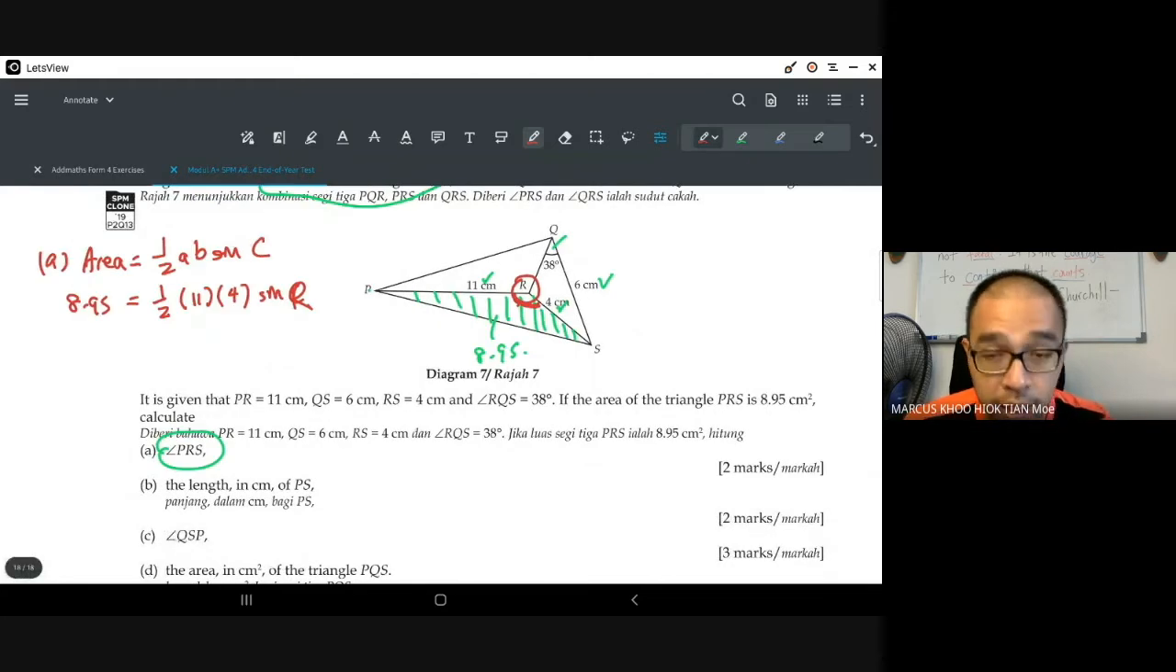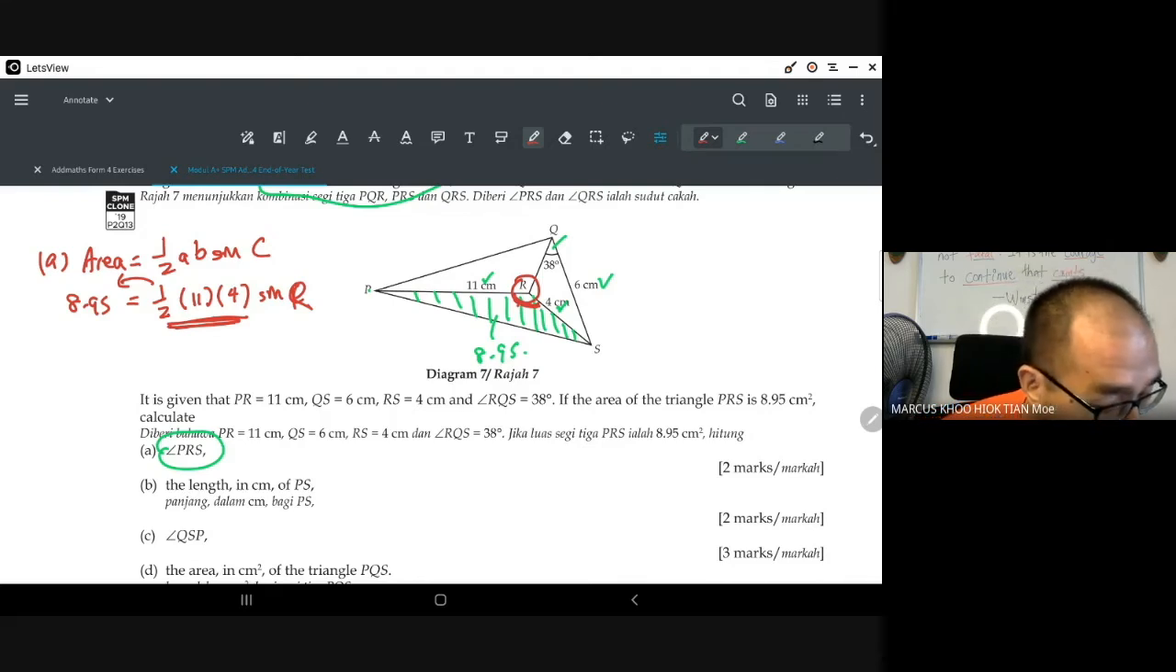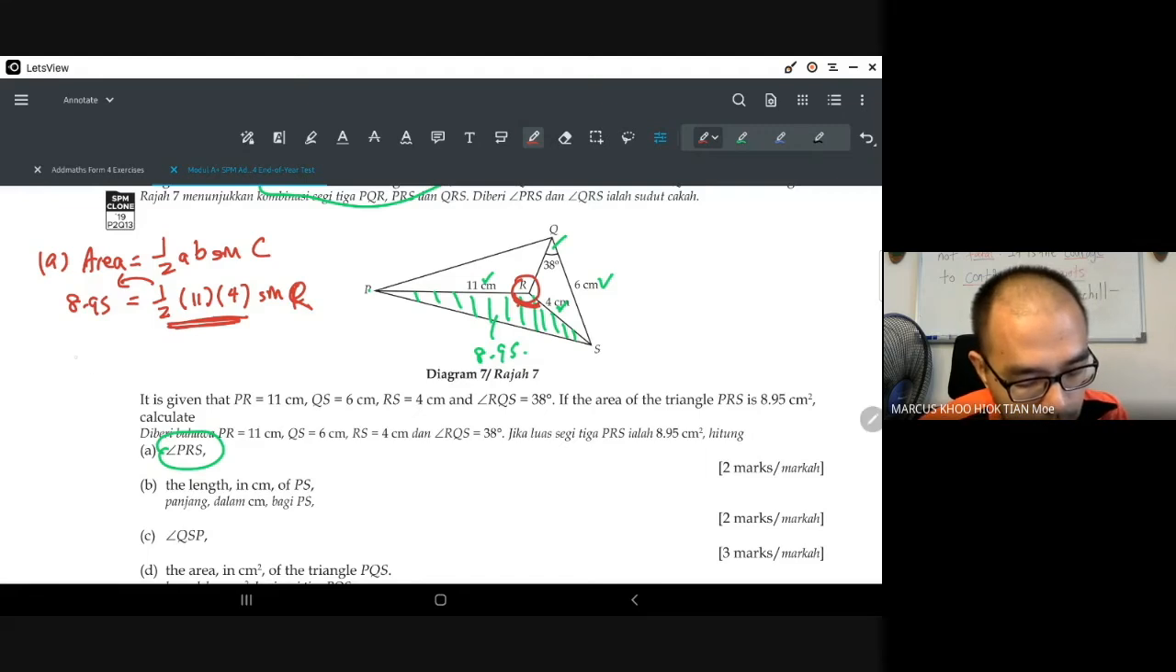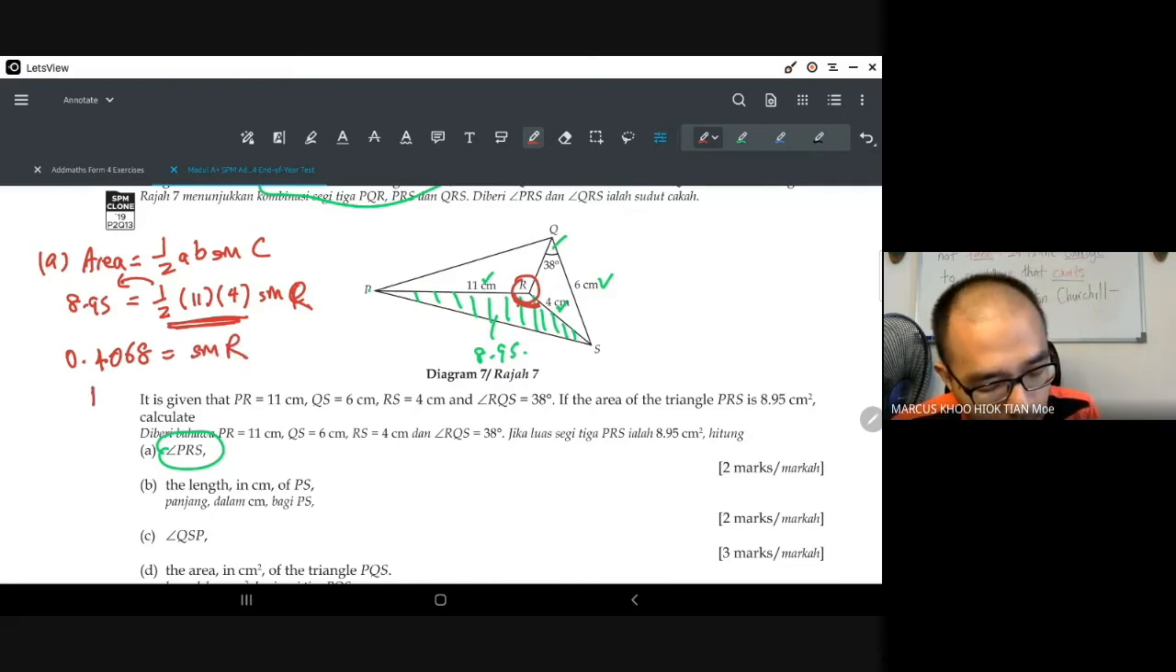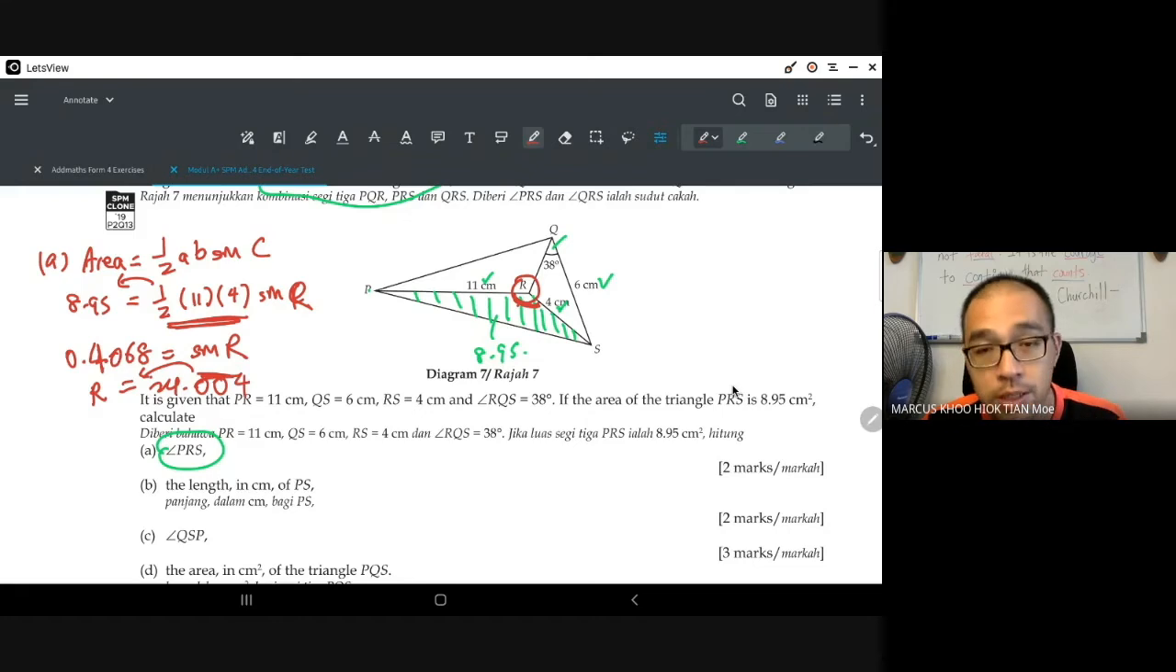Now, this one we need to be very careful with. Why do I say this? First of all, let's count this first. I bring everything to the other side after I multiply. So I get 8.95, and I'll get 0.4068 equals sine R. Dennis, can you please tell me what is the value of the angle of R? If sine R equals 0.4068, what is R? 24.004. But because it's so tiny, I'm just going to say 24. I taught you already, Dennis, so please don't forget.